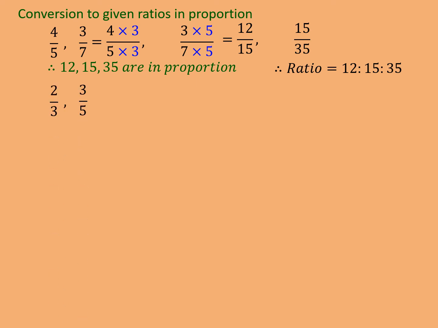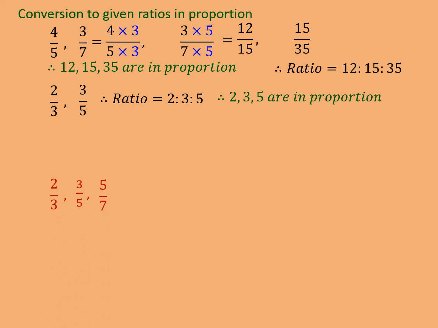Now let us take one more example, 2/3 and 3/5. Here already the successor of the first ratio is equal to the predecessor of the second one. Therefore, you can directly write down the ratio as 2:3:5, and you can say that 2, 3 and 5 are in proportion.